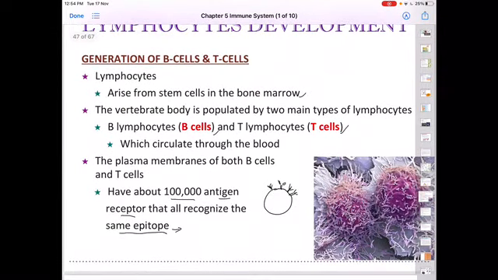Okay, so this is generation of B cell and T cell. I think this one you can read. I have explained previously. But the thing you have to know is the plasma membrane, for the second last paragraph. The plasma membrane of both B cell and T cell has about 100,000 antigen receptors that all recognize the same epitope. So for B cell, they have about 100,000 antigen receptors on their plasma membrane, and all these receptors have the same epitope.